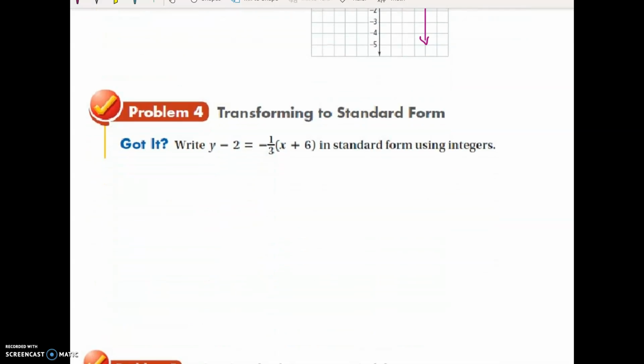Now, transforming to standard form, remember back a ways we talked about the formula. So we have to know what standard form is. Again, I'm going to just kind of write it up here. Ax plus By equals C. So if we look here, we must use whole numbers, so we've got an issue with the 1/3. So at some point we're going to have to get rid of that, and then we're going to have to transform it so it looks like this.